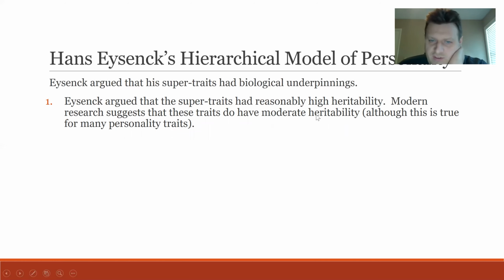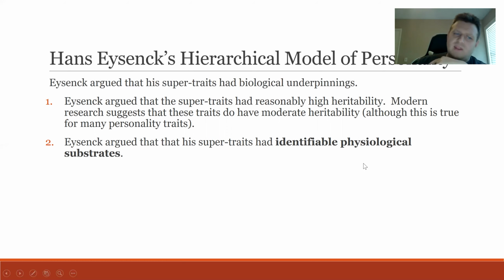And he found that all of these traits have moderate heritability. And so he was correct in this regard. He is correct that these traits do have a genetic underpinning to them. But there's many traits other than just these 3 that have a genetic underpinning. So he's right, but there are other traits that have this as well. And the other thing that he did is he tried to identify where the physiological differences were for these traits. So he called these the identifiable physiological substrates. Where in the brain is there this difference that leads to people behaving differently?